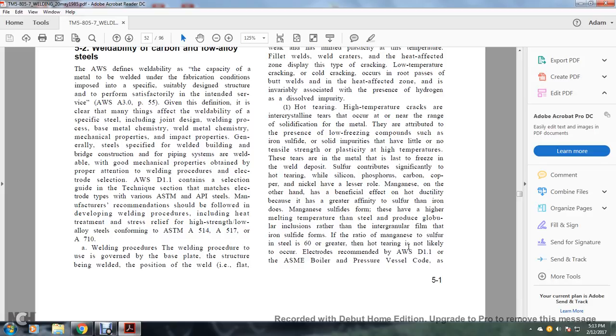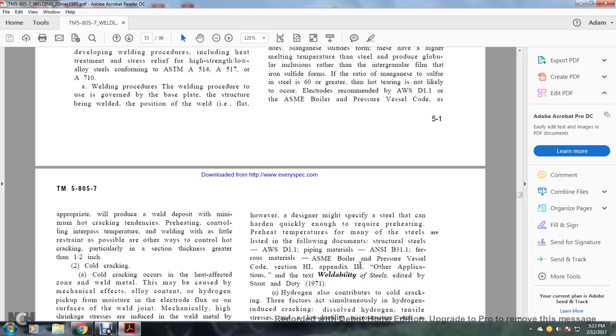Electrodes recommended by the American Welding Society D1.1 or the American Society of Mechanical Engineers Boiler and Pressure Vessel Code, as appropriate, will produce a weld deposit with minimum hot cracking tendency. Preheating and controlling the interpass temperature, and welding with as little restraint as possible, are other ways of controlling cracking, particularly in severe sections with thickness greater than 1/2 inch.